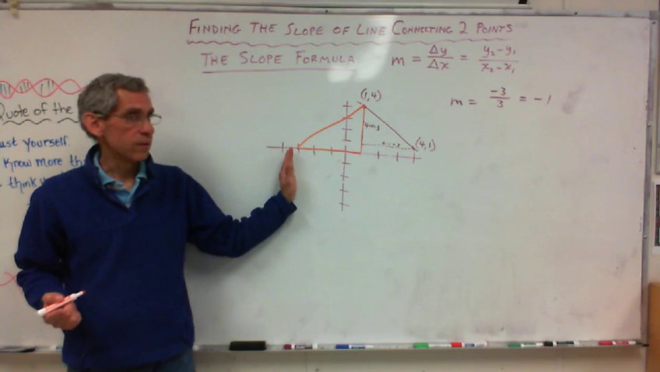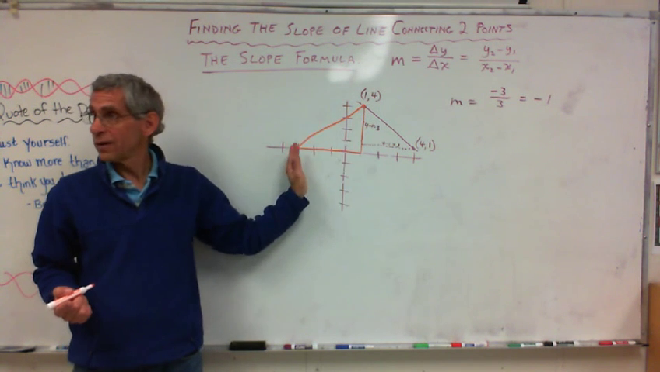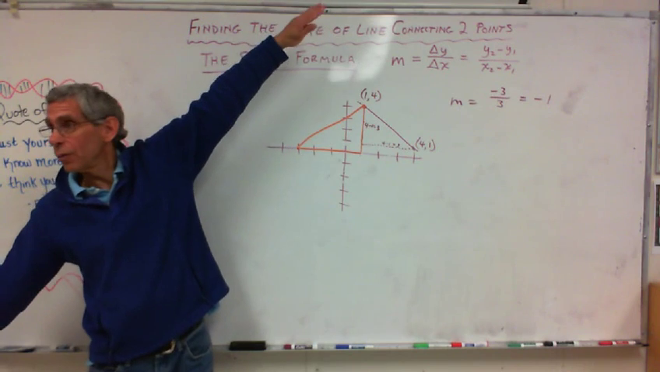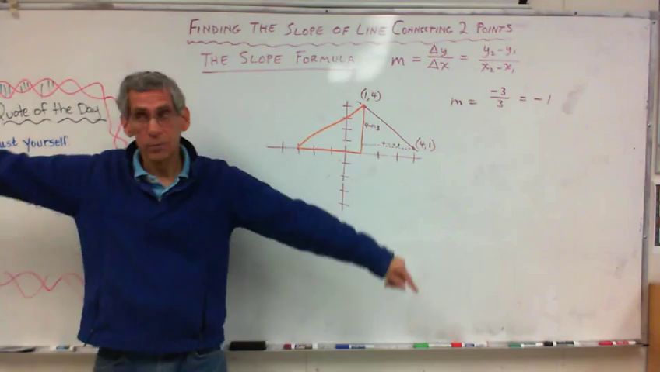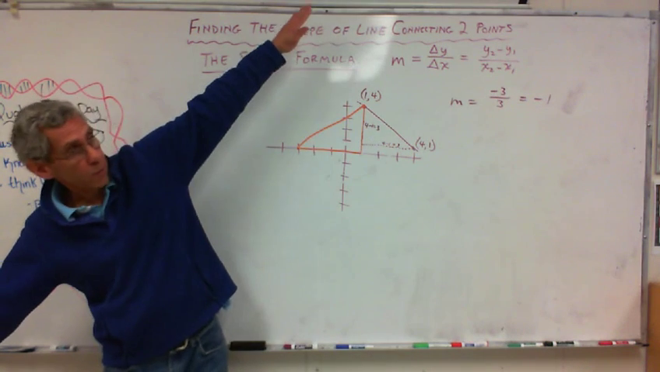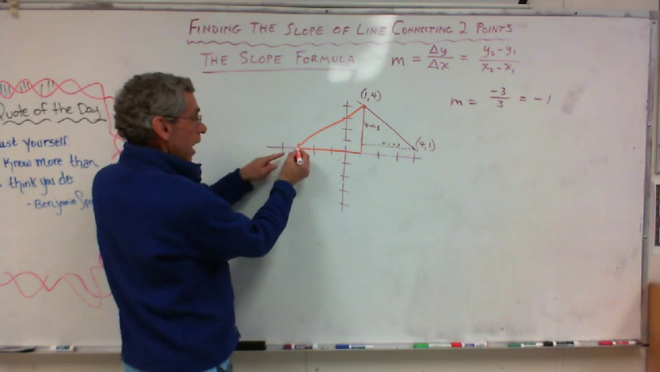Notice, starting on the left point, I have to go up, right? So it's a positive rise. It's going to be a positive slope. Positive slopes always go up like this. Negative slopes always go down like this. That's a negative slope. It's going down to the right. This is going up to the right. It's going to be a positive slope, right? So now I just have to figure out how far.